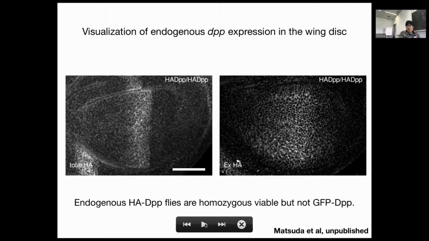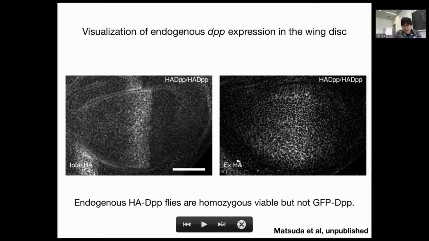I think you still remember the size of DPP. The mature domain is about 100 amino acids, and GFP is over 200. So it's maybe not super surprising that the GFP tag affects the function. So we still don't know why GFP-tagged DPP is not good. Yeah, but from the fact that HA-DPP flies are happy and viable, with no phenotype, this is a good tool, but we cannot use morphotrap to manipulate the HA-tagged DPP.